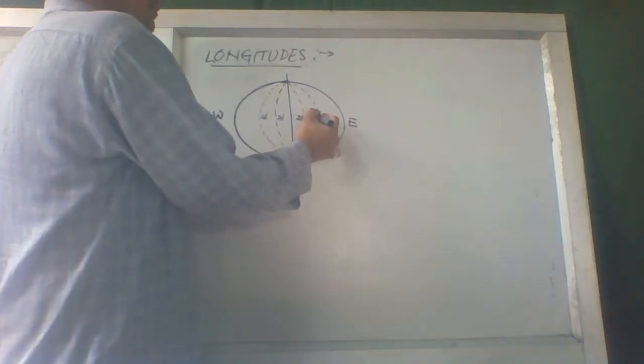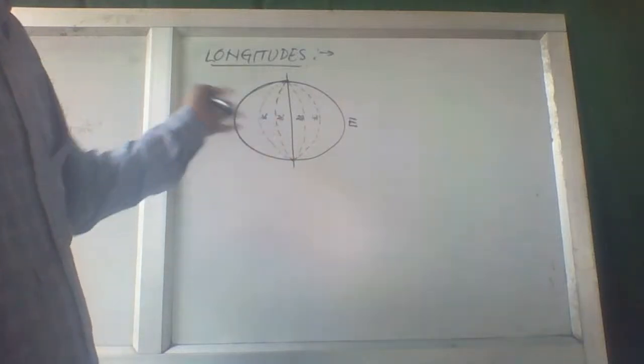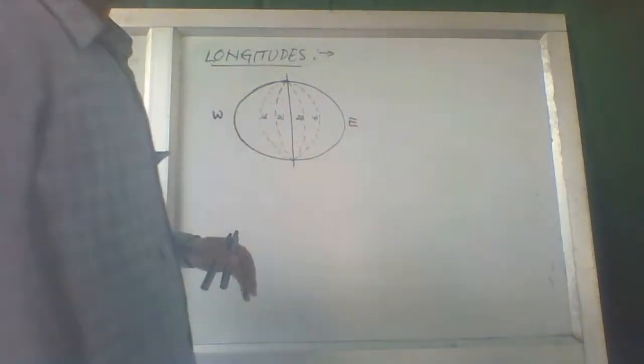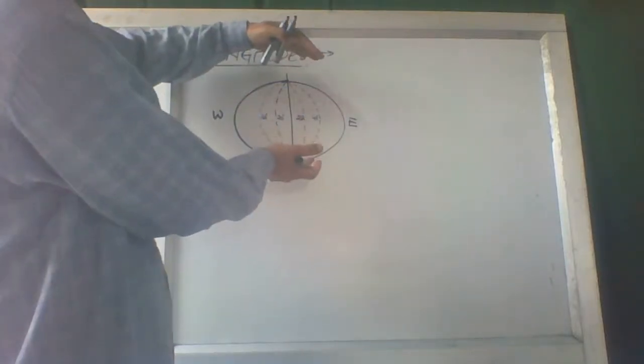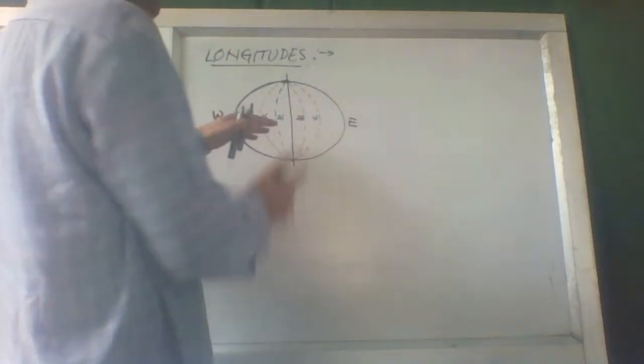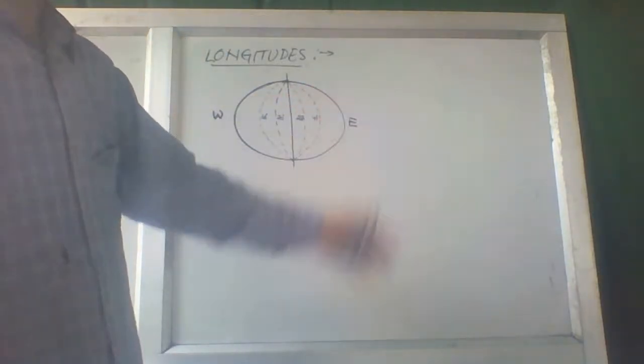Why this? There was 15 degree, and here is 20 degree. Because the length of this area is more in comparison with the poles. That side it is shorter, here it is longer. So we have divided in 20, 20, 20, 20, a gap of 20 degree each.